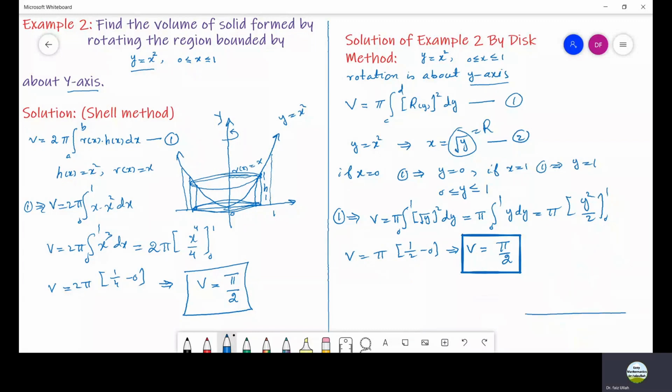Let us see the graph of this question, in which we rotate this graph about the y-axis. So we make a disk like this one, and this is the y-axis, and we are rotating here. The limits are from 0 to 1, and this is x = √y. So we need to find the volume of this solid.